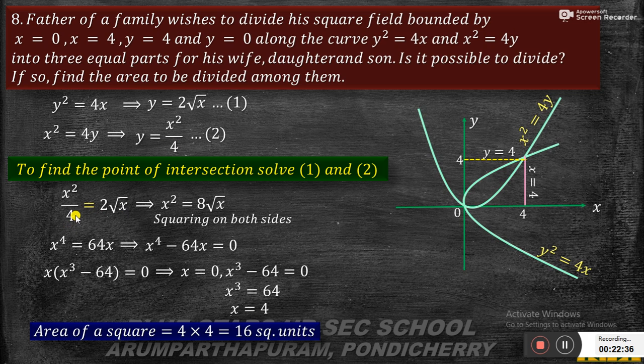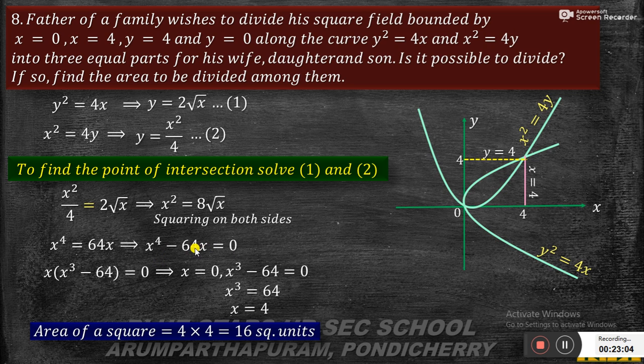In the next step, I cross multiply on the right hand side. So x square equal to 8 root x. Squaring on both sides, we eliminate the square root. So x square whole square equal to 8 root x whole square. 8 square means 64, root x whole square is x, so 64x. Therefore x power 4 minus 64x equal to 0.